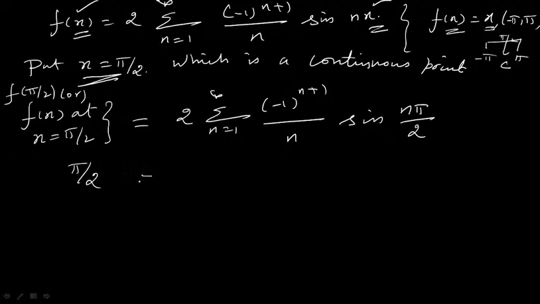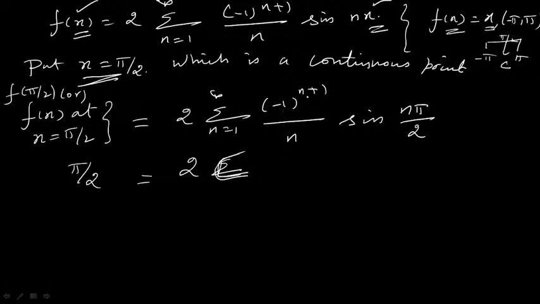Since f of x equal to x, replace x by pi by 2, means pi by 2 only you can get. That is twice summation. So here what I am going to do is first we have to expand the series. Leave the summation, just put a bracket. So n equal to 1. First substitute n is equal to 1.